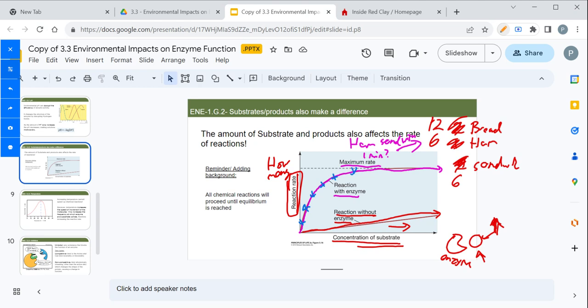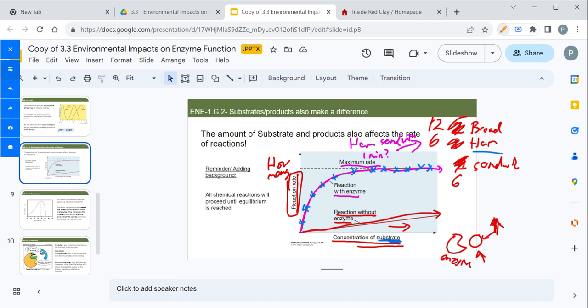But here's the problem. Once you're at six, we already said you can make at most six sandwiches a minute. So no matter what, if I give you more sandwich material, more substrate, you can't make any more sandwiches because you're only so efficient at making them. And that's why this reaction graph works the same way.